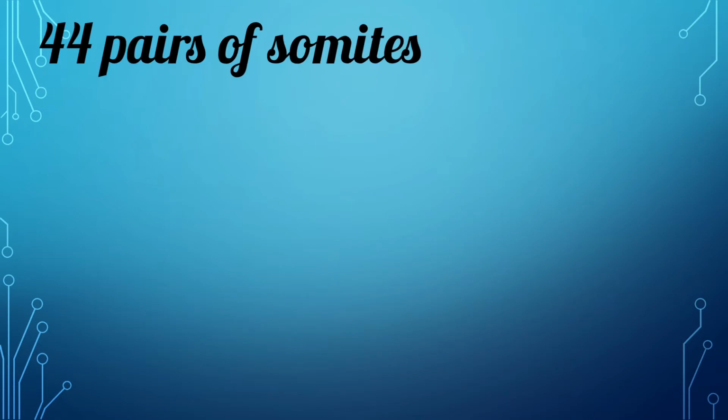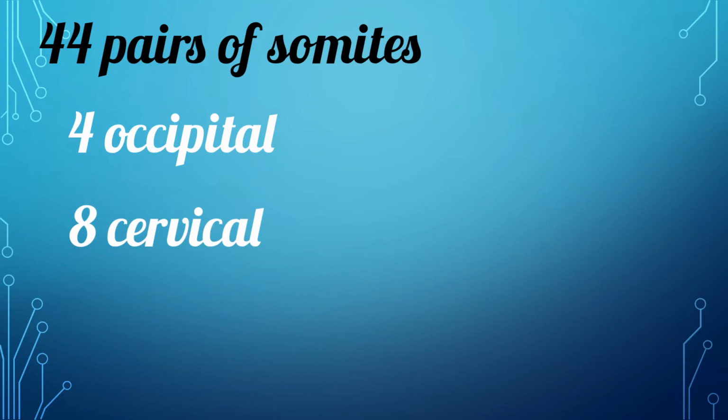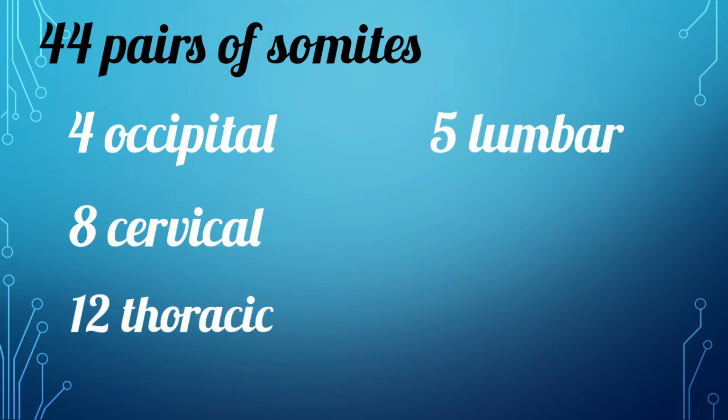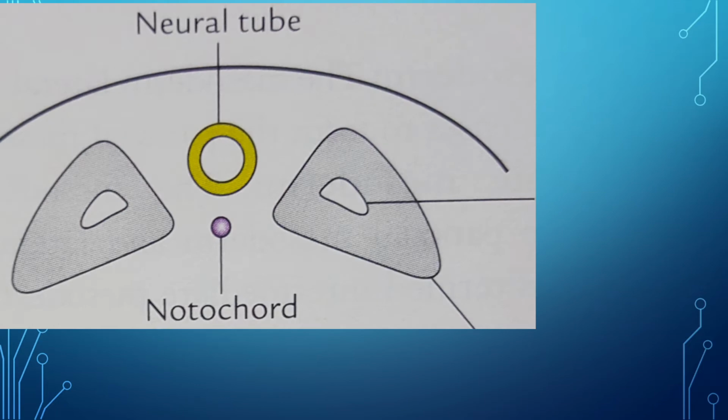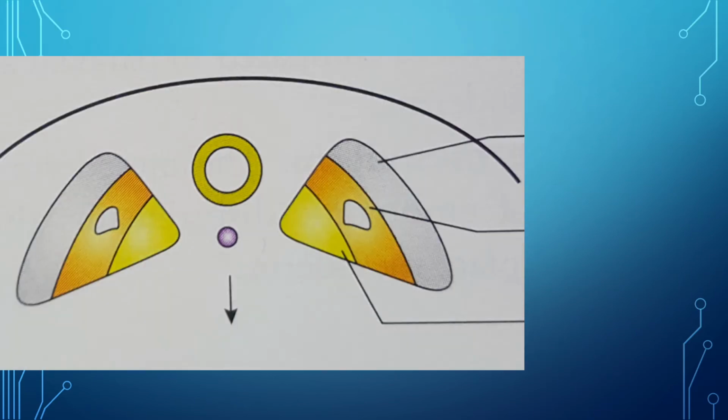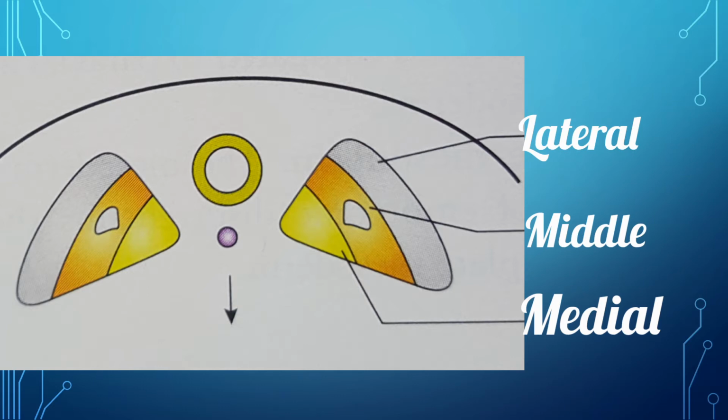Out of these, 4 are occipital, 8 are cervical, 12 are thoracic, 5 are lumbar, 5 are sacral, and 8 to 10 are coccygeal. The number of somites corresponds to the number of spinal nerves in that region, except for the coccygeal somites. This somite is triangular in shape with a small slit-like cavity in its center. This somite is divided into three parts: medial, middle, and lateral.